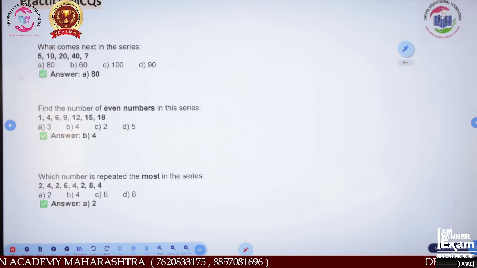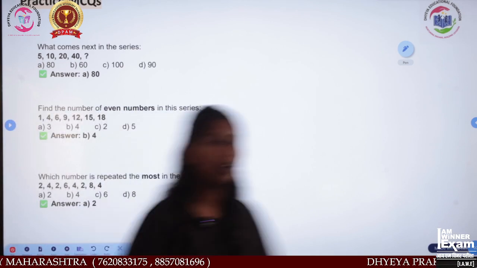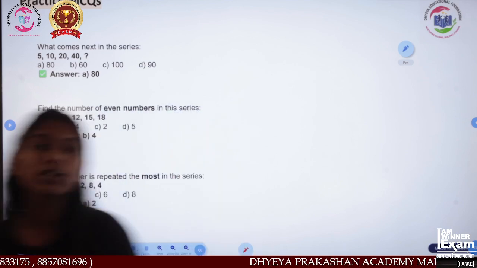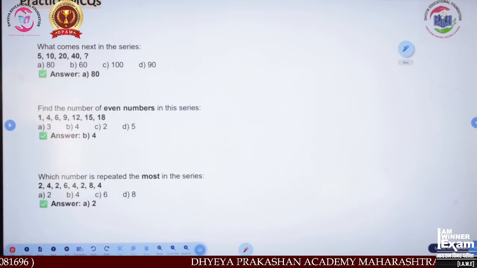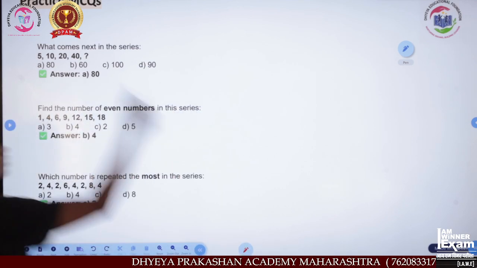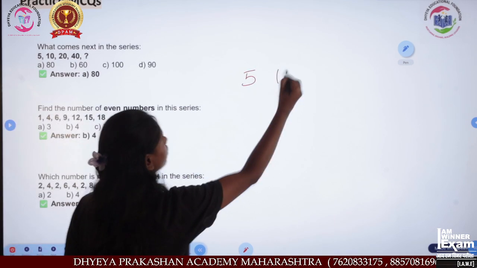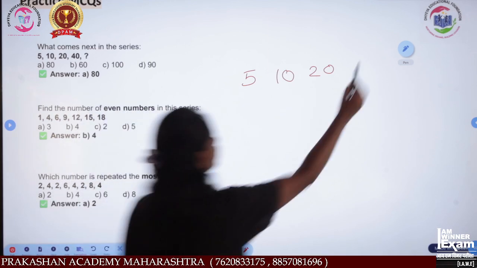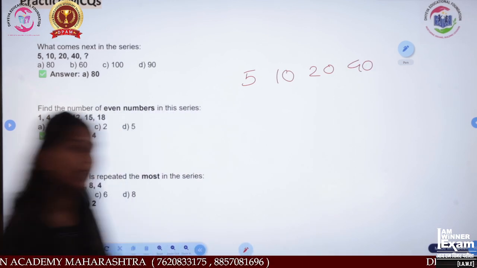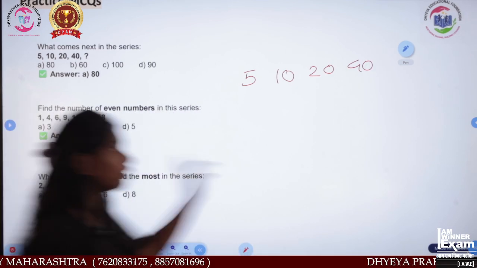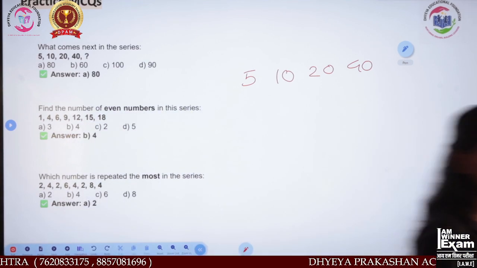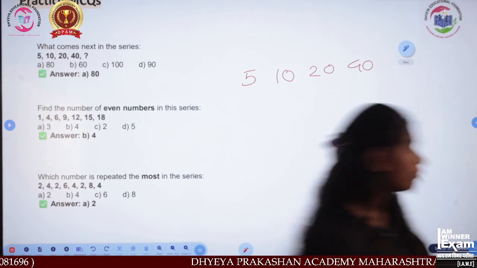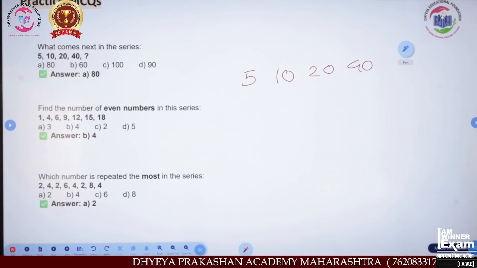The next MCQ. Now here, what comes next in the series? Now let's see the series. What is the series? That is 5, 10, then 20 and then 40. Now let's check, are all these numbers in the 5's table? So 5 ones are 5, 5 twos are 10. Let's write here the 5's table, okay?